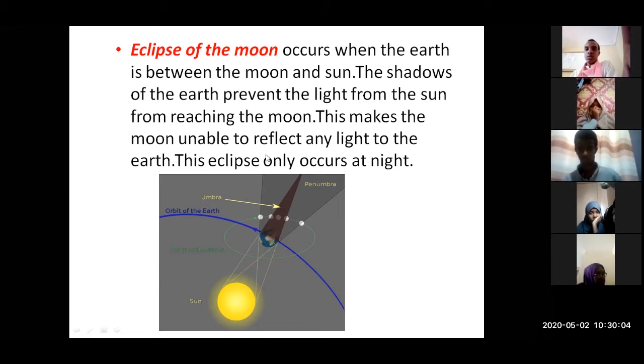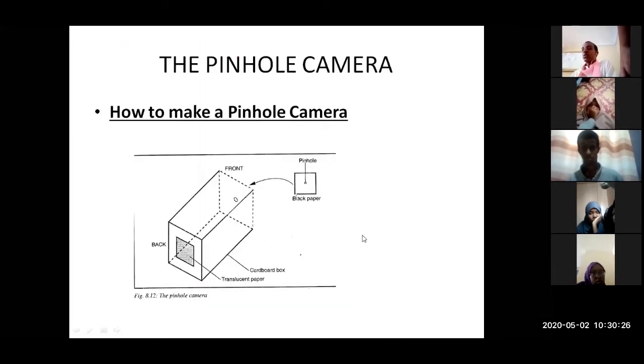So in this case here, the shadow of the earth prevents light from the sun from reaching the moon. This makes the moon unable to reflect any light to the earth. This eclipse only occurs at night. So there is a shadow, evidence that light travels in a straight line. So remember those two types of eclipses, the solar eclipse and the lunar eclipse, or the eclipse of the moon.